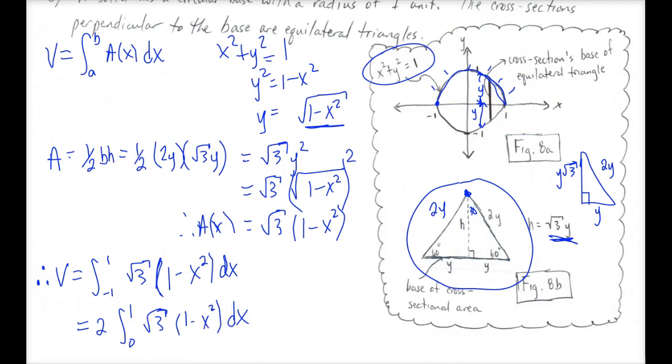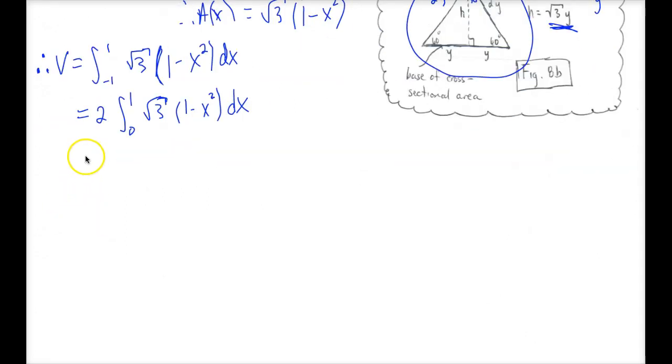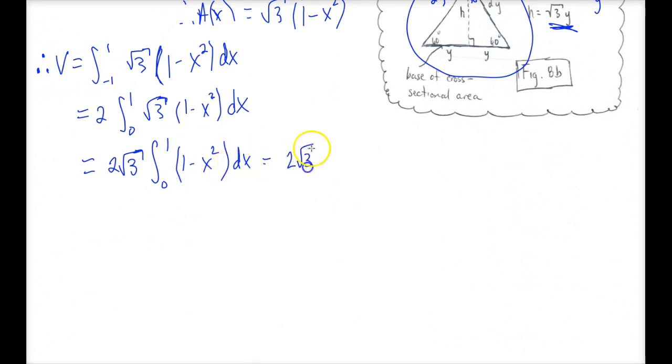And so then from there, of course, we can factor out the square root of 3, integrate the 1 and the x squared by taking the antiderivative of both of those terms, and then using the net change theorem to close it out. So to finish this up, what we'll do here is just write 2 times the square root of 3 and integrate from 0 to 1 of 1 minus x squared dx. And of course, if we take the antiderivative of 1, it's just x. The antiderivative of x squared is x cubed divided by 3. And we evaluate that from 0 to 1.